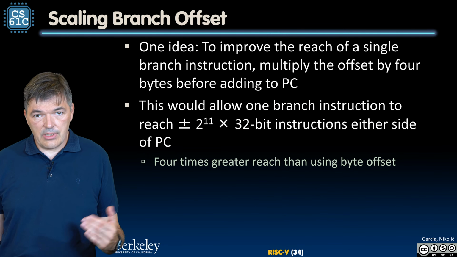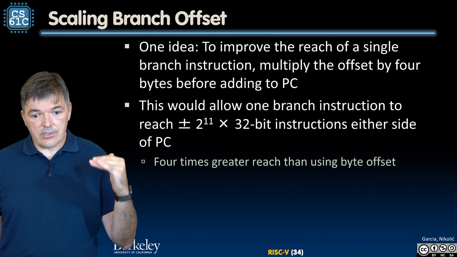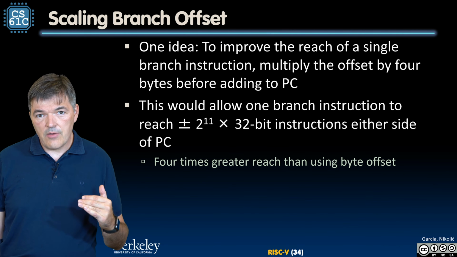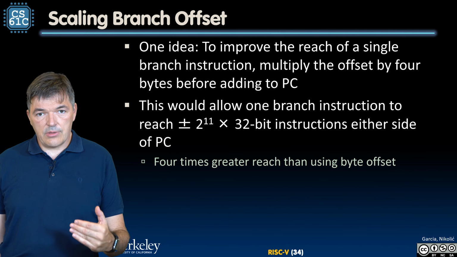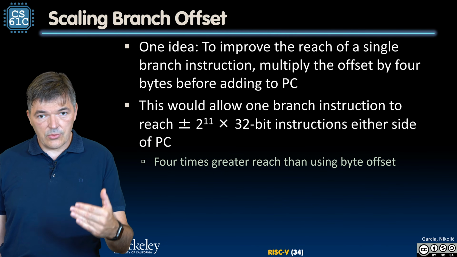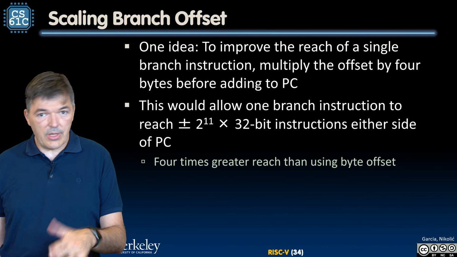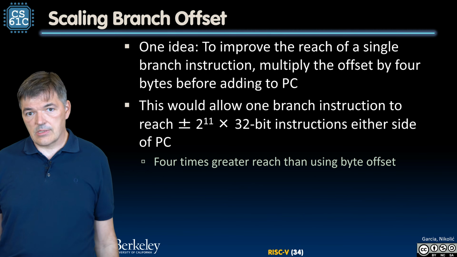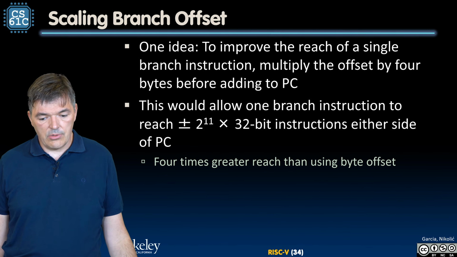And that has another benefit. If we always branch to the start of the word, we have now increased the reach of our branches. It is plus minus 2 to the 11th times the number of words, and each word is 4 bytes or 32 bits. So that gives us tens of kilobytes of range for our branch, which is nice.